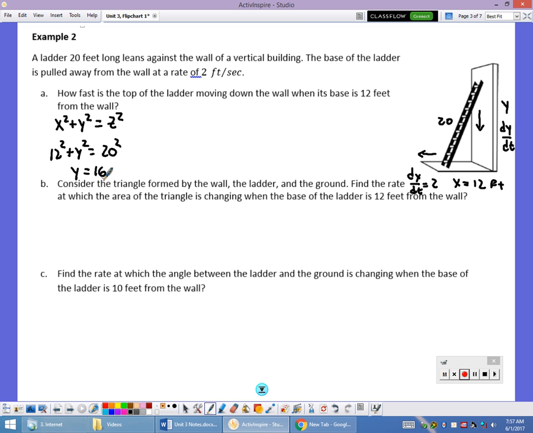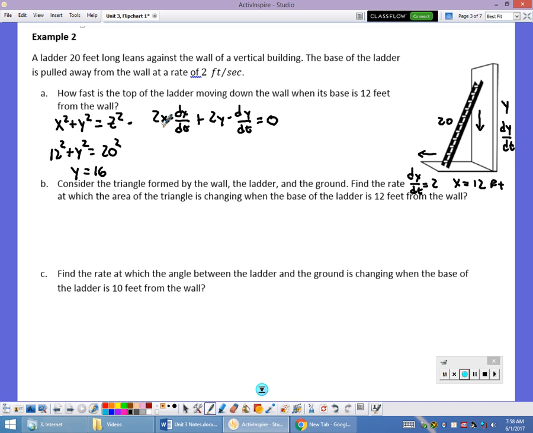Then I want to go back to this relationship right here, the one I want to take the derivative of. When I take the derivative of z, the 20-foot ladder, that's going to be 0 because 20 feet is a constant. It's not changing, so that derivative is 0. So this derivative is going to be 2x times dx/dt plus 2y times dy/dt equals 0.